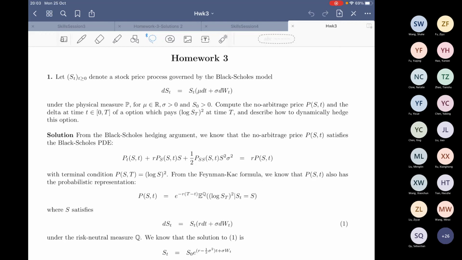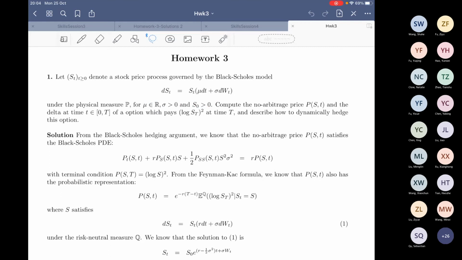There's a slightly painful procedure that we have to go through to do that, but I can put it up there after this session. So, homework 3: let S_t denote the stock price process for the usual Black-Scholes model, which under the physical measure, i.e. the real world measure, satisfies this SDE. Mu is a real number, sigma is greater than 0 as usual, and the initial stock price has to be greater than or equal to 0.